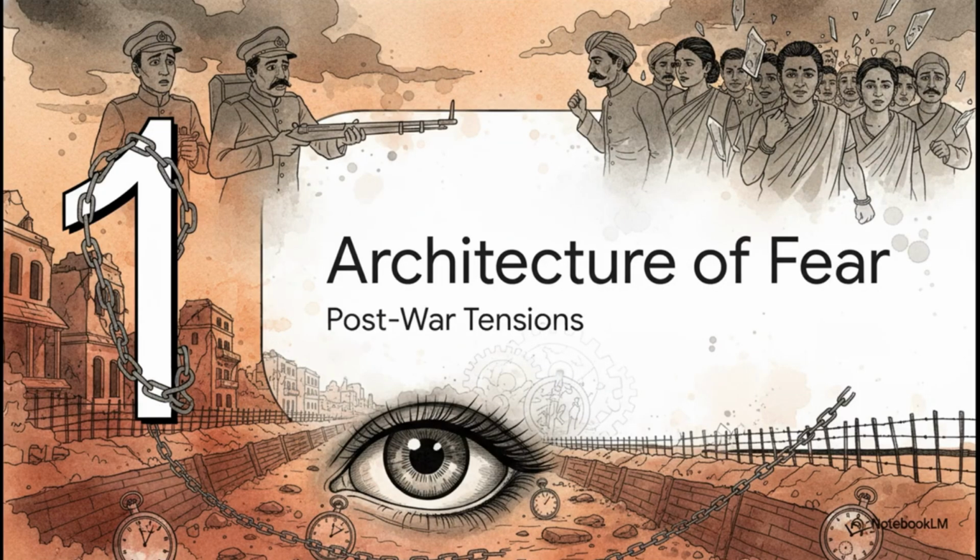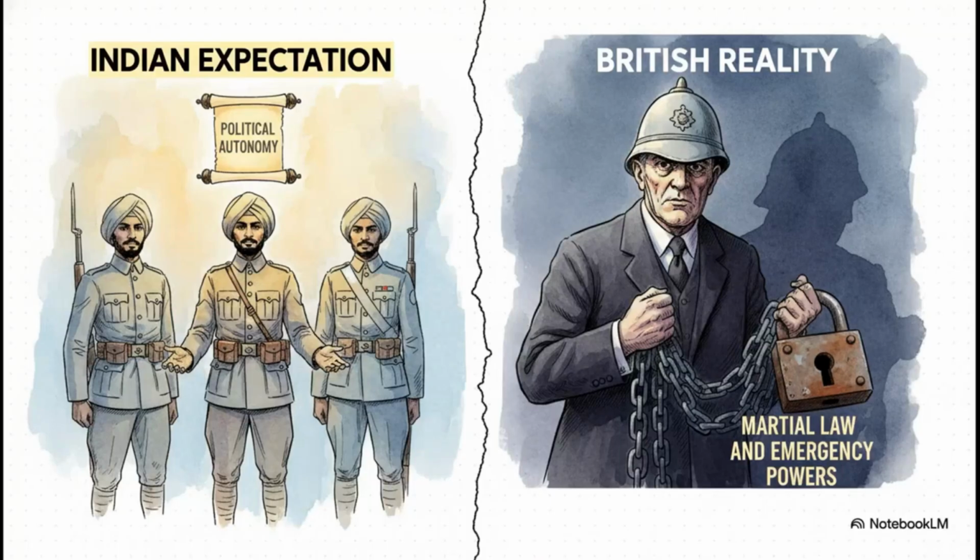Section 1. The Architecture of Imperial Fear. So to really understand how we got there, we've got to rewind a bit and look at the massive, tragic clash of expectations at the end of the First World War. During the war, India remained incredibly loyal to the British Crown. They contributed over 1 million soldiers and vast economic resources to the Allied cause. So naturally, the Indian expectation was that these huge wartime sacrifices would be rewarded with post-war political autonomy and constitutional reform. It makes sense, right?